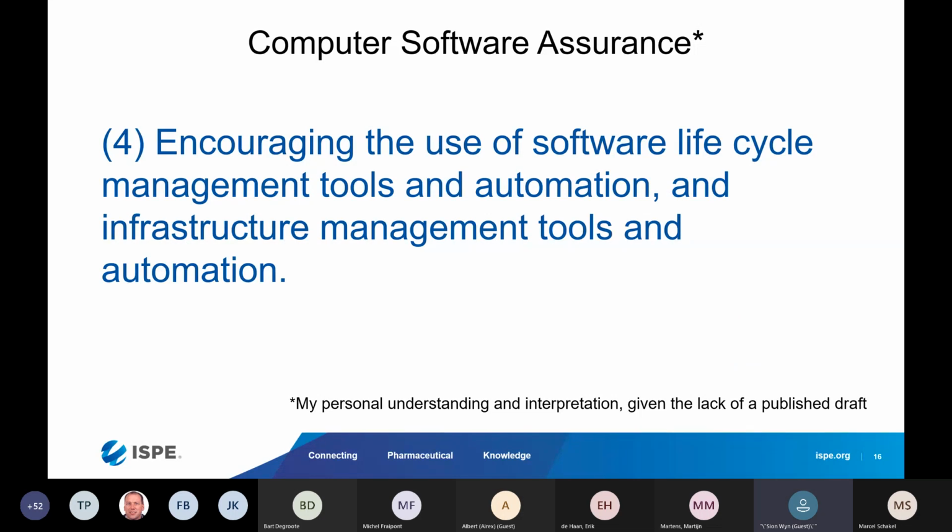And as I mentioned previously, encouraging the use of software lifecycle management tools, automation, and infrastructure management tools and automation, because these are the most effective ways of implementing and managing systems that are fit for intended use.